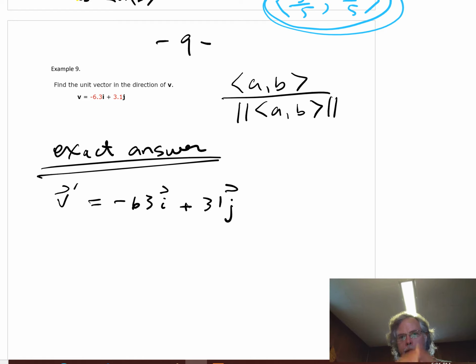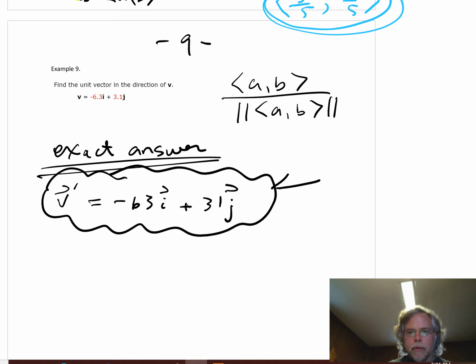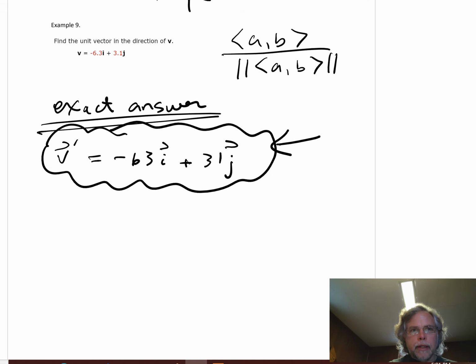So I changed the vector, but now I'm going to go through the unit vector process, the normalizing process, with this new vector, and that will get us a unit vector in the same direction as v prime, which will also be a unit vector in the same direction as v. The reason for that is that v prime is a scalar multiple of v.